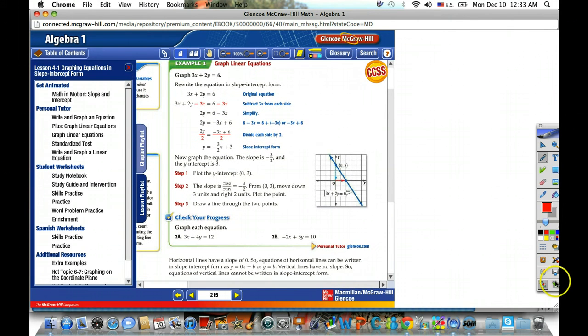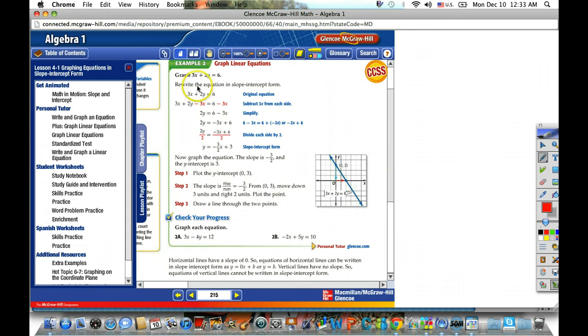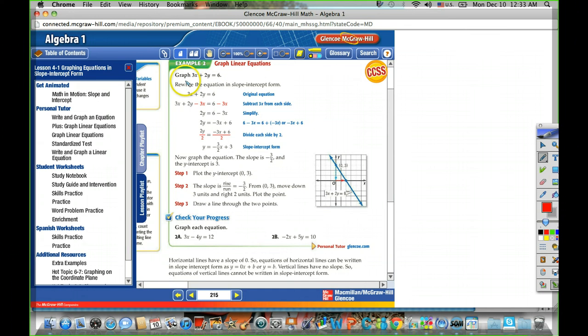Now, when you are given a linear equation in standard form, remember ax plus by equals c is standard form, you are to rewrite the equation in slope-intercept form. So how do we do that? In the textbook, they like to write horizontally, but in our classroom, we are used to doing it vertically. So let's do that. Plus 2y equals 6.